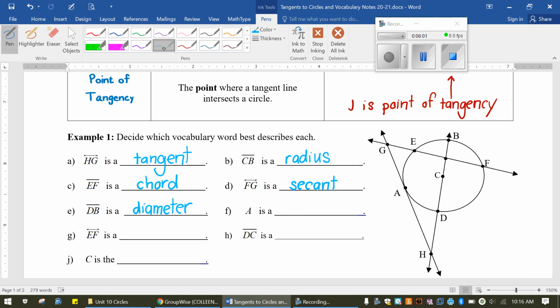A is just a point, and it is a point that is a part of this tangent line. So it is the point where a line is hitting my circle. This is called a point of tangency.